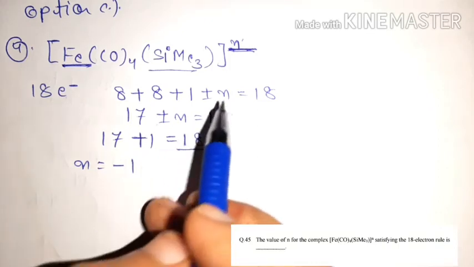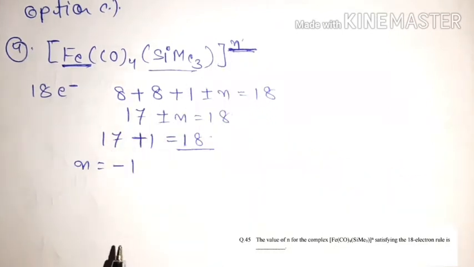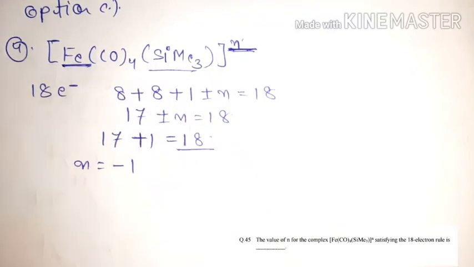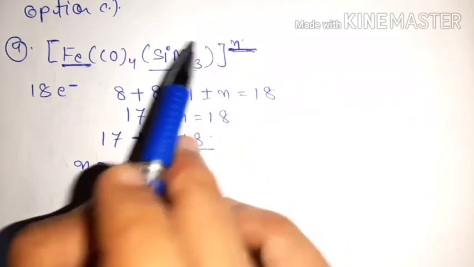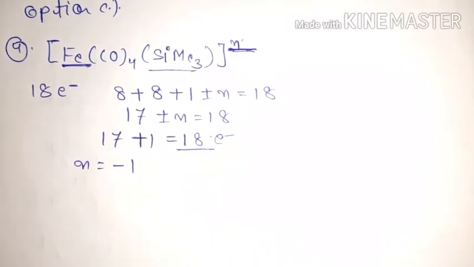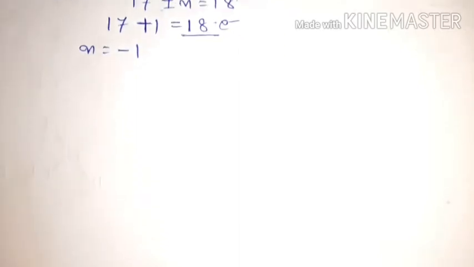Remember friends, if you place plus 1, it means the complex loses 1 electron if the value of n is plus 1. So here the total value is 16, but when you place minus 1, it means 1 electron is extra on the complex. So 17 plus 1 is 18 electrons total. So the value of n is minus 1. Understood? Okay, now we move towards our next question.